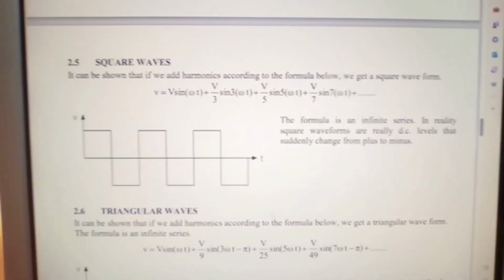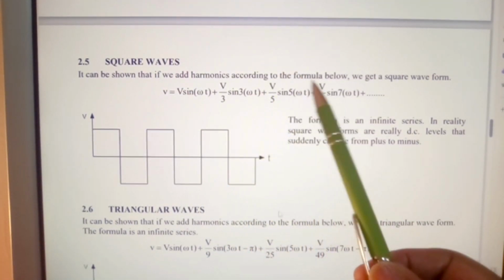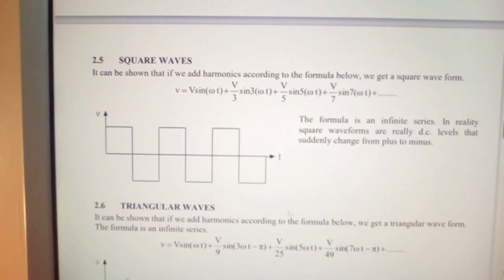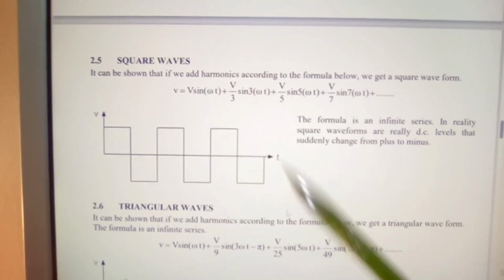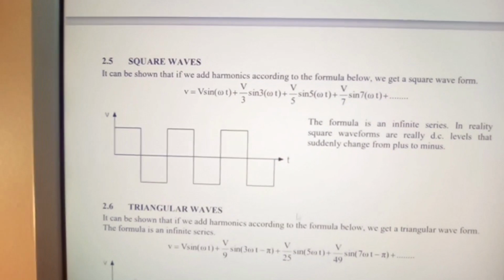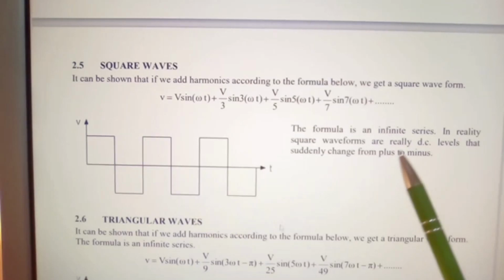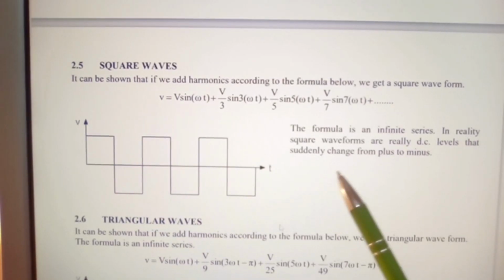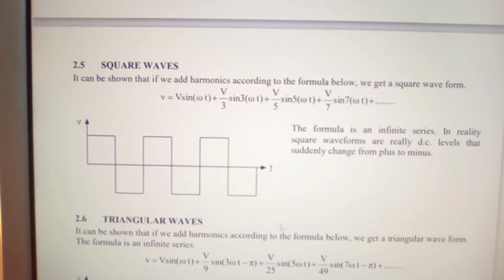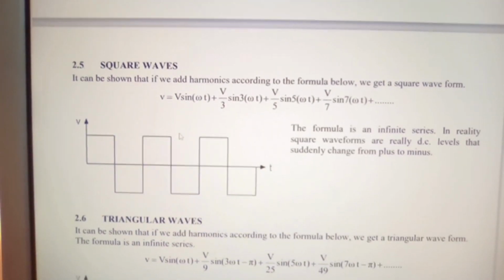Square waves. It can be shown that if we add harmonics according to the formula below, we get a square waveform. Now here's the formula. I'm not going to read that out. That's for you to read out for yourselves. You should be able to do that. It should be visible. The formula is an infinite series. In reality, square waveforms are really DC levels that suddenly change from plus to minus. Okay, and that is what we can end up with when we generate a square wave.